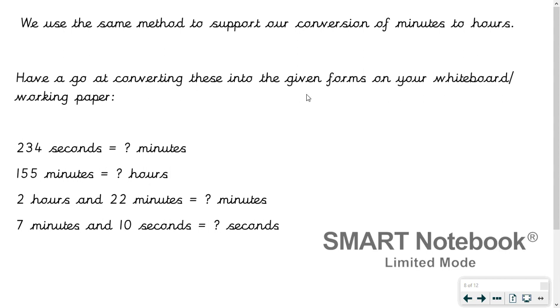So what I want you to do is have a go on your whiteboard, your working paper, your home learning book, however you're doing it, have a go at converting the unit I've given into the unit I'm asking for. So 234 seconds into minutes, 155 minutes into hours, 2 hours and 22 minutes into just minutes, 7 minutes and 10 seconds into just seconds. If you're unsure whether to times or divide, go back in the video to the previous 2 examples and see which ones look similar. You're going to pause it, have a go, and then come back for some answers.